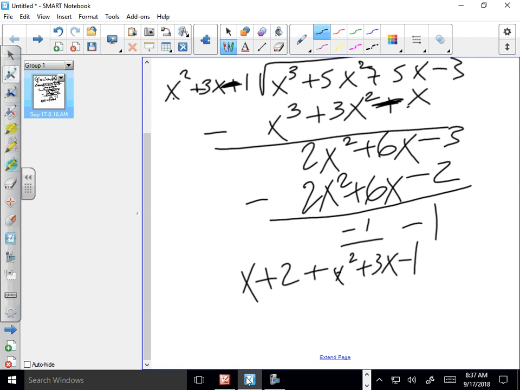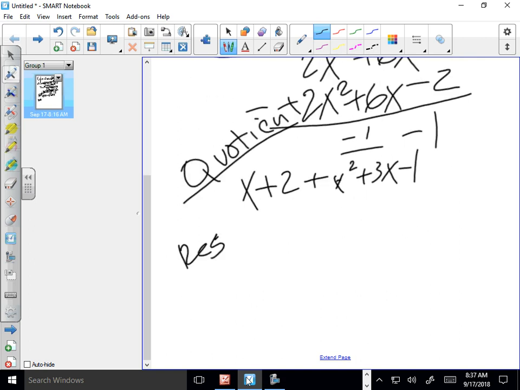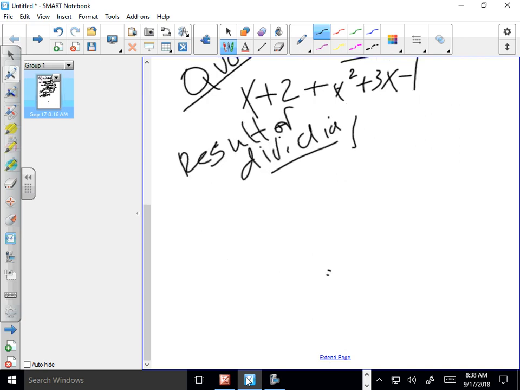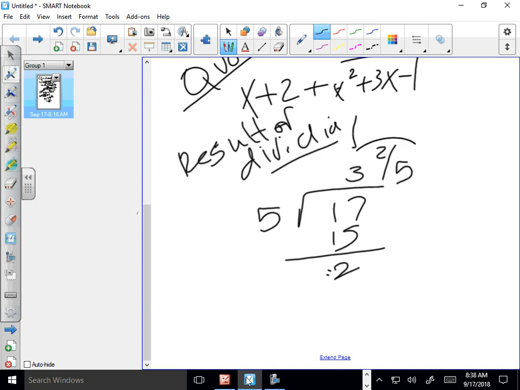This is called our quotient. And we know the quotient is the result of dividing. This year, though, your textbook is going to ask you for some of the problems to write this in a different format. And to exemplify the different format, I want to show you a very simple problem, 5 into 17. And 5 into 17 goes 3 times with a remainder of 2. And so we might think to write this as 3 2/5 as our quotient.